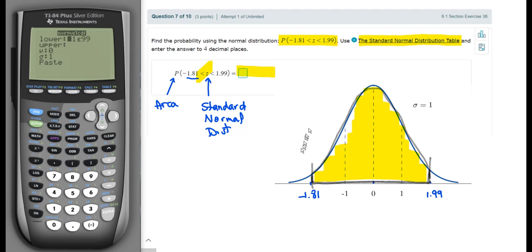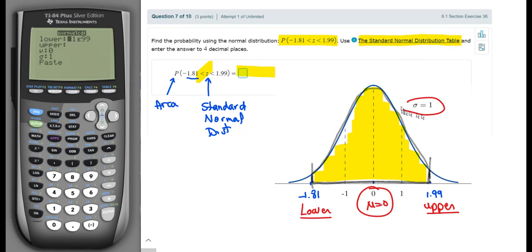Now the lower will be this end here, that's the lower end. The upper is going to be the upper end here, so that's 1.99. Now it's always asking about the mean because we are in a standard normal, so the mean is going to be 0, and the sigma is always 1. Again, this is the standard normal. And how do you know? You know it from the z notation.